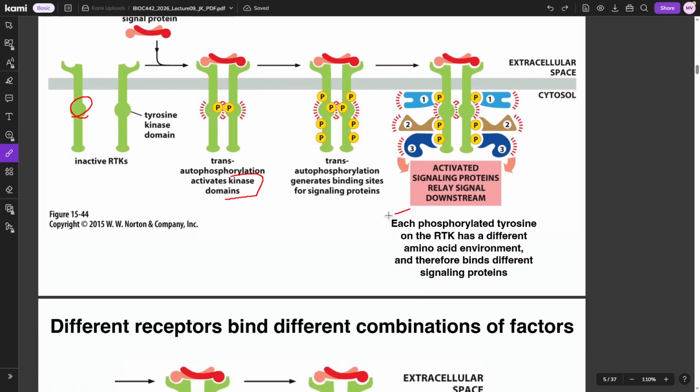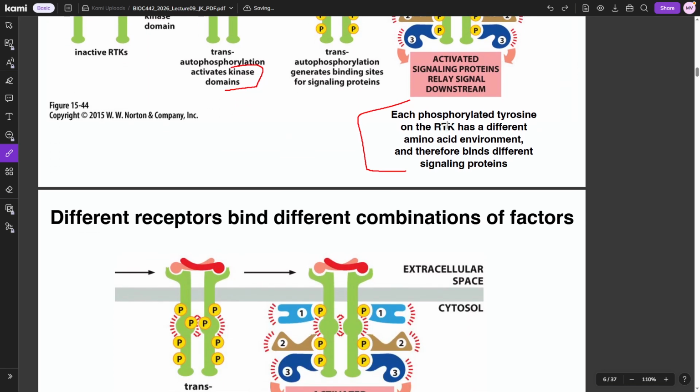And so what they're trying to get across here is that each phosphorylated tyrosine is neighbored by different amino acids. That should make sense. And those different amino acids kind of decide what proteins are able to bind in these different spots. So for example, this tyrosine, maybe it's surrounded by a bunch of arginines. So maybe the protein that it binds has to have a bunch of positive charges on it, along with a place for the phosphate to interact with. So stuff like that, right?